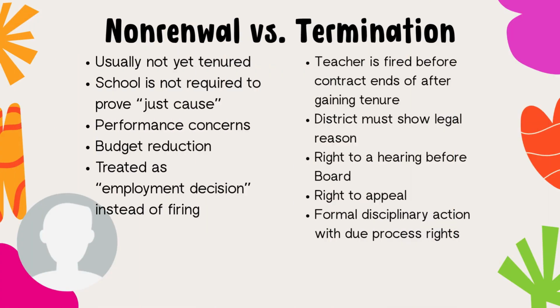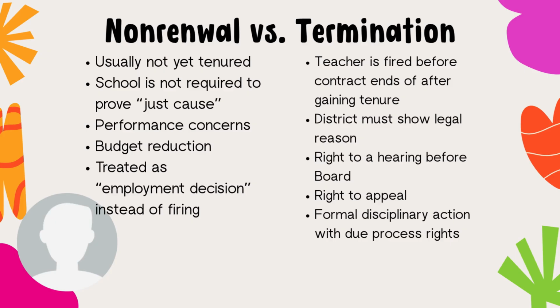So, non-renewal versus termination. I didn't really know the difference between this, so this was interesting. Non-renewal, they're usually not yet tenured, so in Alabama, 3 years or less. School is not required to prove just cause for a non-renewal. It can be for performance concerns. It can be for budget reduction, like getting cut units, and it's treated as an employment decision instead of firing. So it's more like you're not going to be invited to come back next year. Your year has been completed and you fulfilled your duties and you're not invited back.